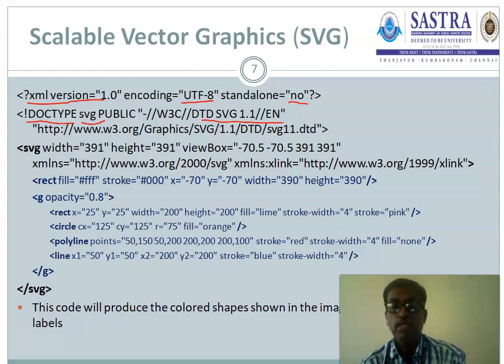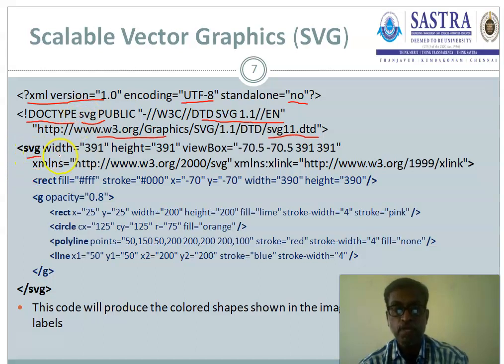W3C, it is available in the W3 Consortium. So DTD SVG 1.1 EN, that SVG file name is svg11.dtd. It is available in this location. So the doc type is the document referred to during the translation or compilation process. And then all tags start with the SVG tag, right?